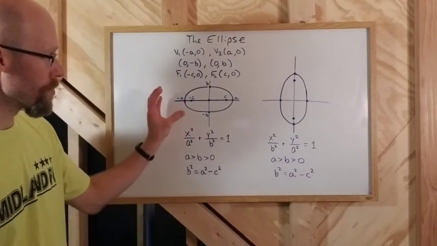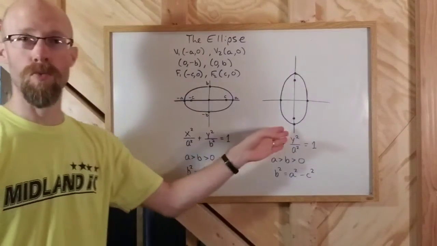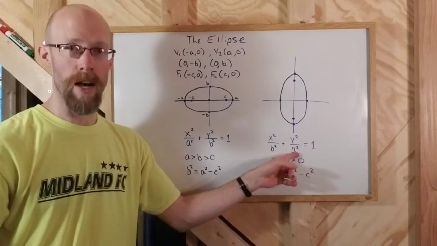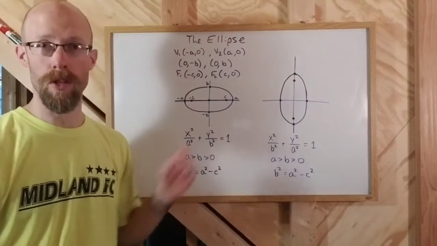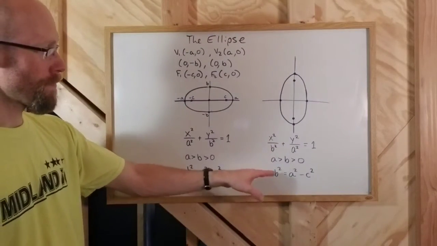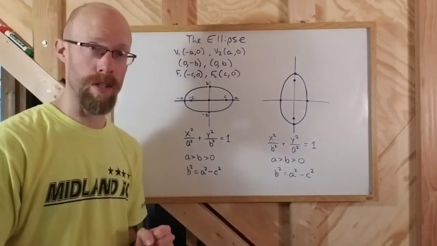Now if I were to switch the orientation so that the major axis is running vertically, then again the a value, the larger value, goes underneath the y squared, and the smaller value goes underneath the x squared. But the a's, b's, and c's correspond to the same points. They're just now in different coordinates.